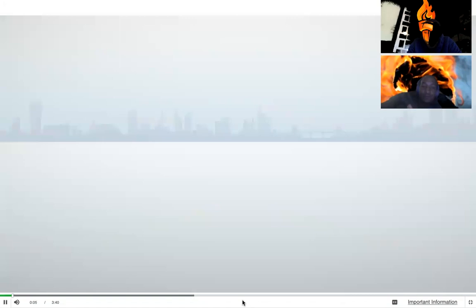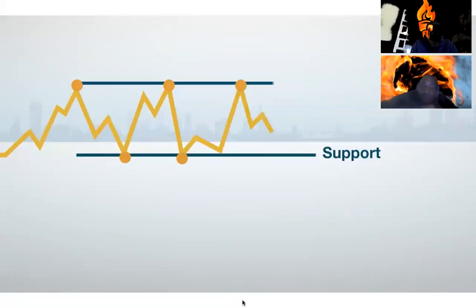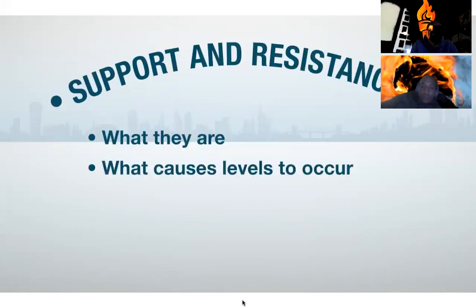A stock's price rarely moves in a linear path. Instead, it fluctuates up and down over time. However, when it repeatedly reaches a certain value, then reverses direction, it creates price levels called support and resistance. These levels are just one tool in technical analysis that you can use to become a more skilled trader. In this video, we'll discuss what support and resistance levels are, what causes these levels to occur, and how they can help identify buy and sell signals.